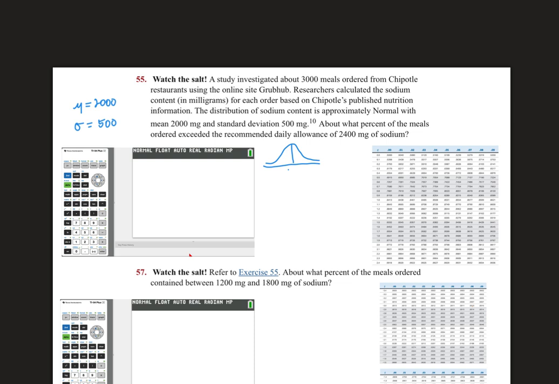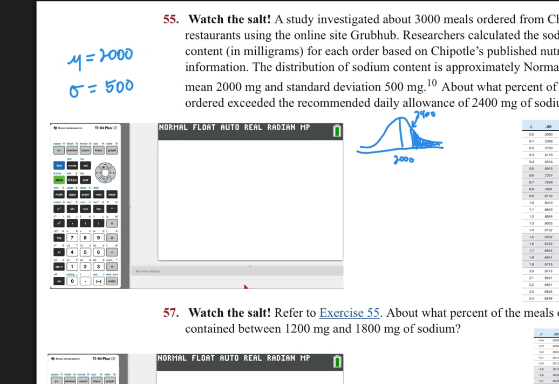Okay, here's the mean, 2,000. We want to know the percent that exceeded 2,400. So let's say right there is 2,400. So we want that area right there. Okay, so we'll do it both ways. I'll do it both in the calculator and using table A. Okay, so first thing in the calculator.